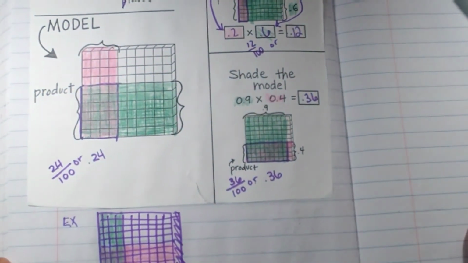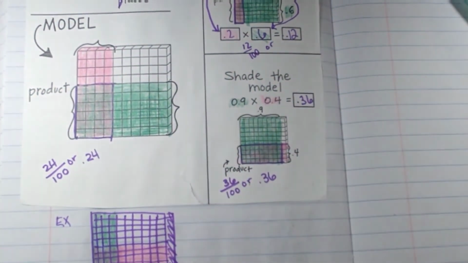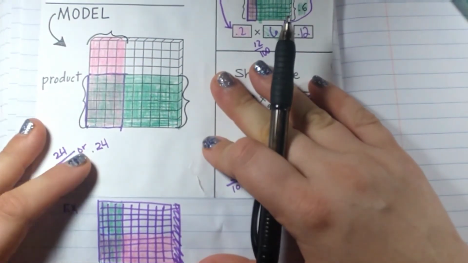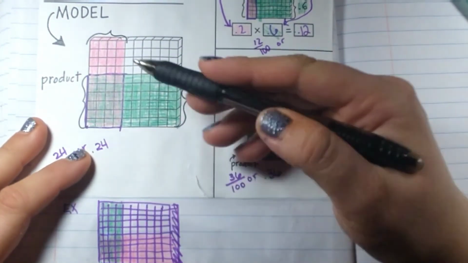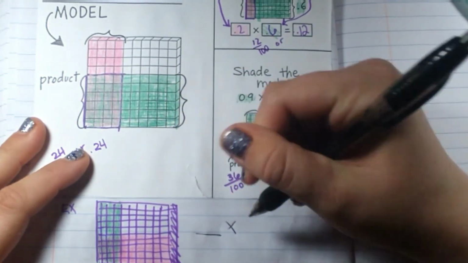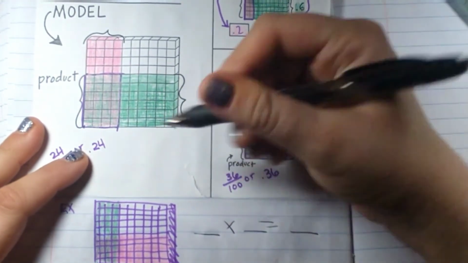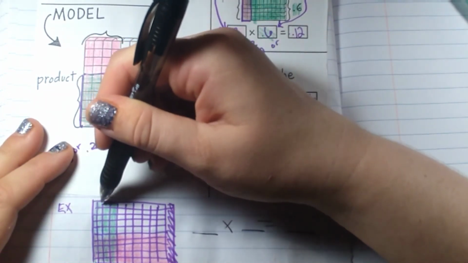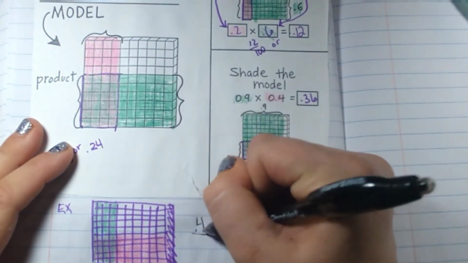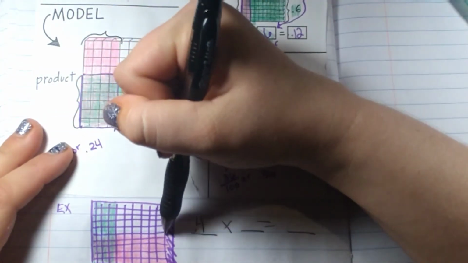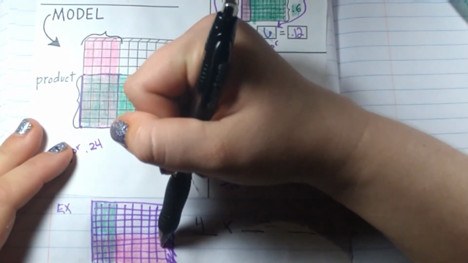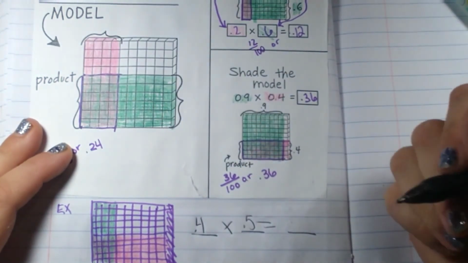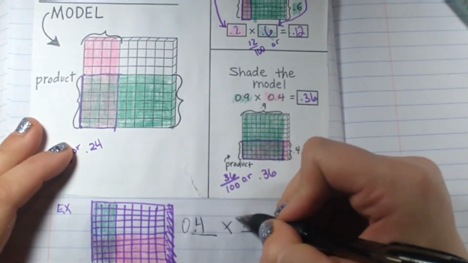So what I need to do is count. Okay, what I need to do is count for my first factor. We're going to set it up like this, okay? For my first factor, how many do I have this way? 1, 2, 3, 4. So that's 4/10. Okay? How many do I have going up and down? 1, 2, 3, 4, 5. So that's 5/10. Okay? I can write it like that too if I wanted.